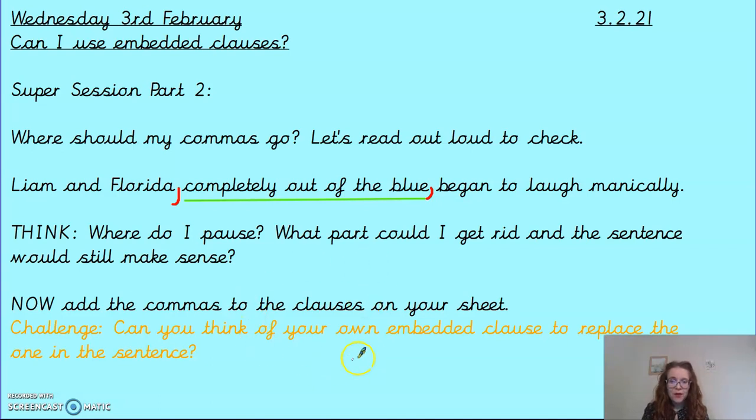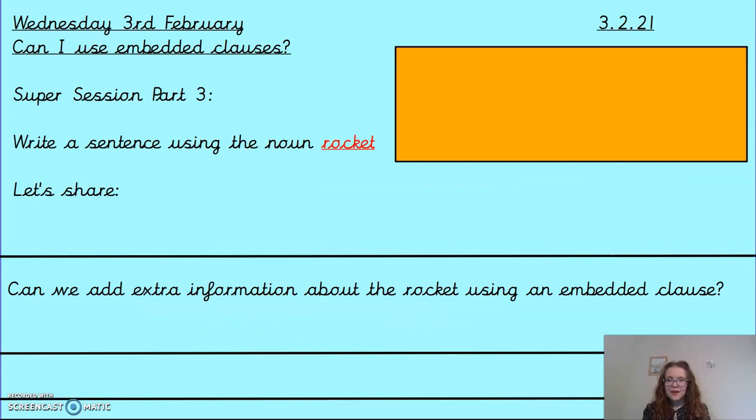Okay, so have a go at the commas, adding them to the clauses on your sheet, and then we'll go on to the third part of the super session. Okay, super session part 3. Can we write a sentence using the noun rocket? Now, this doesn't have to be a complicated sentence. I just want a sentence about a rocket. So pause me while you write your own, and then I'm going to write one, and then we'll do a shared one together, and then you can have a go at upscaling your own one with an embedded clause.